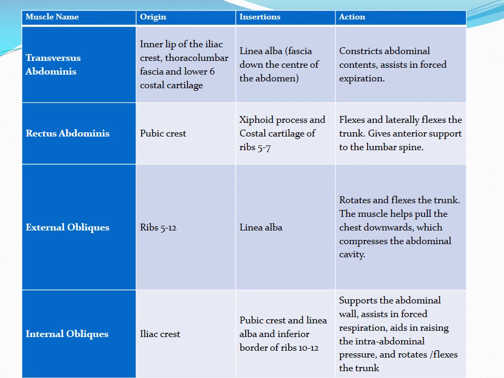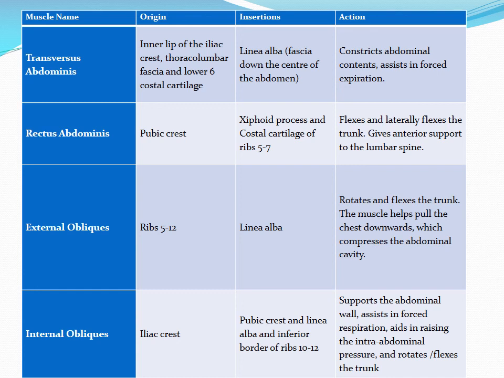but the rest will attach to the linea alba or inferior ribs. What the obliques will do is when both the external and internal obliques on one side contract, they will cause lateral flexion to that same side. When the external obliques on one side contract and the internal obliques on the other side contract, they will cause rotation of the spine. These muscles will also, if they all contract together, assist with flexion of the spine.